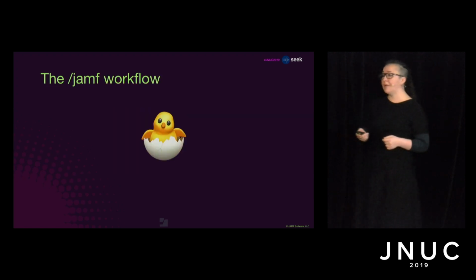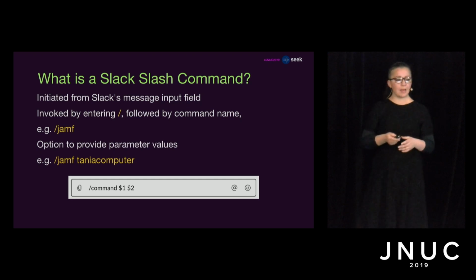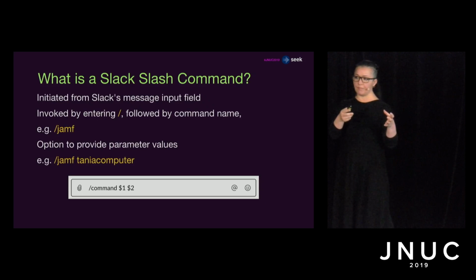So let's step through how /Jamf works. It's a Slack slash command. What that means is that it's initiated from the message input field in Slack. It's invoked by entering a / character followed by the command name. The user can provide some parameter values, and then that data is a post request that gets sent to your web app.